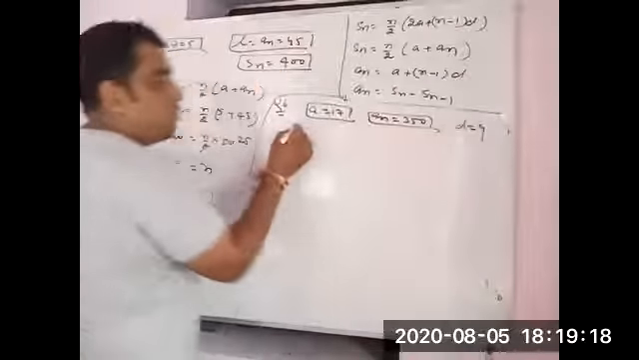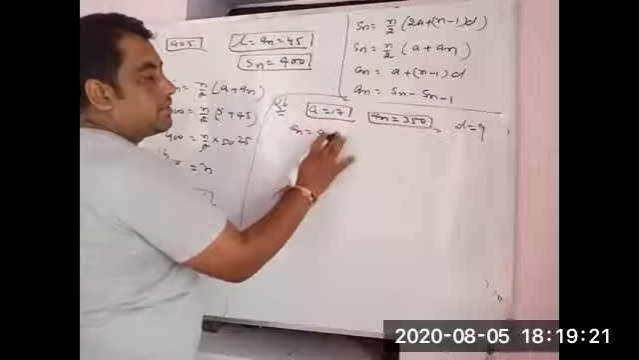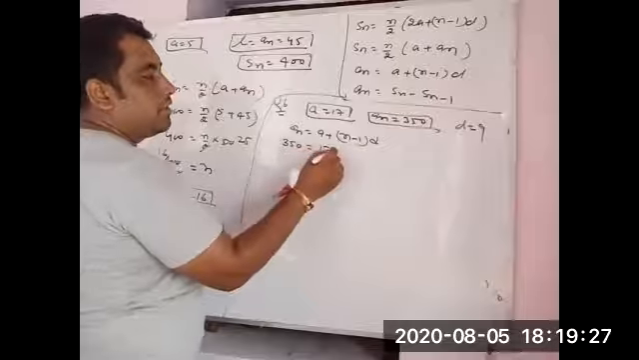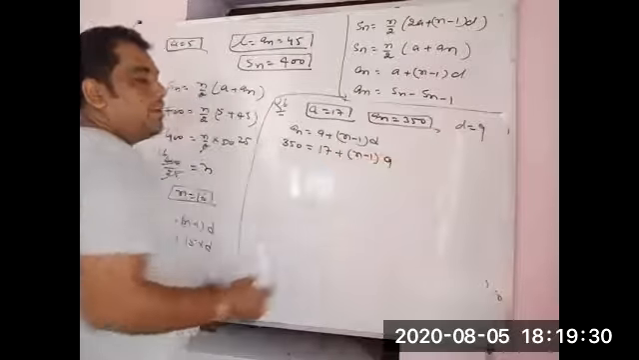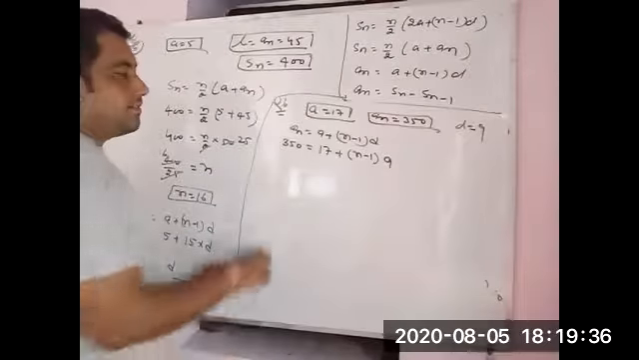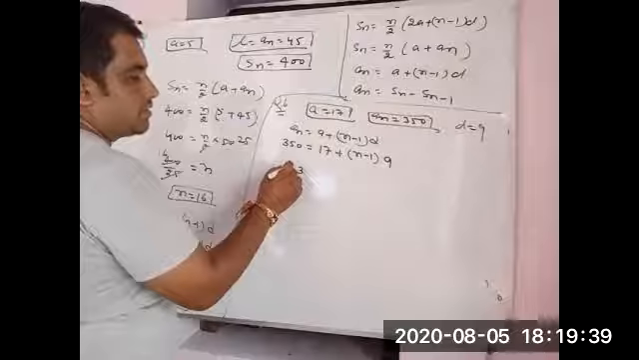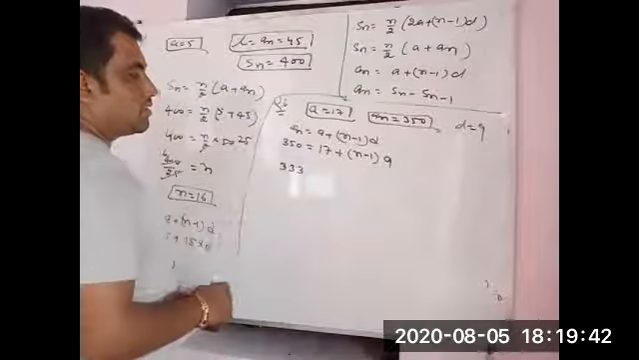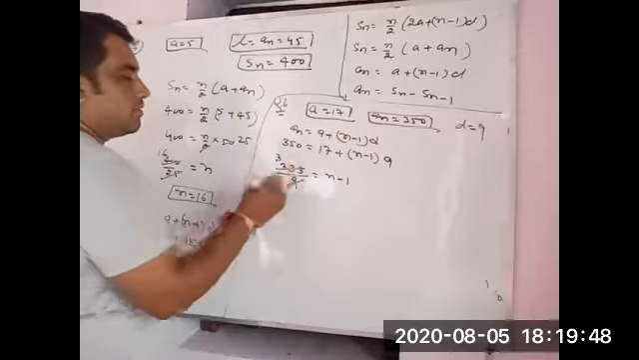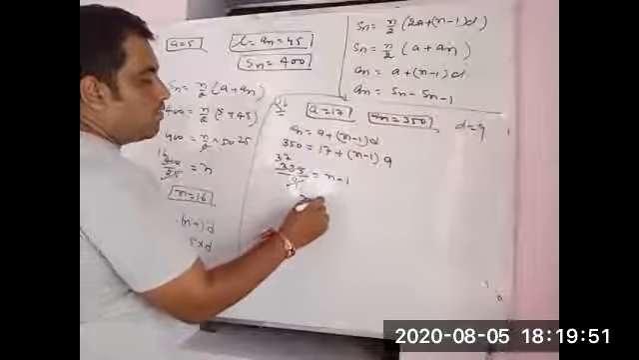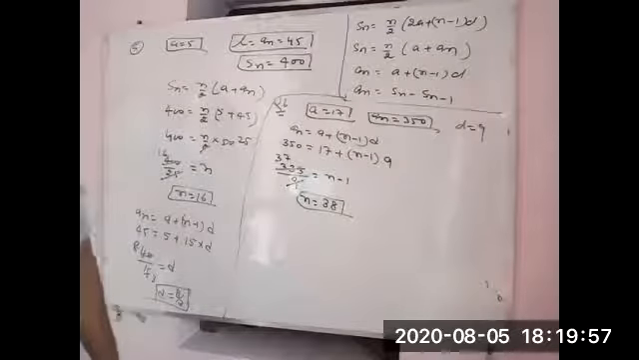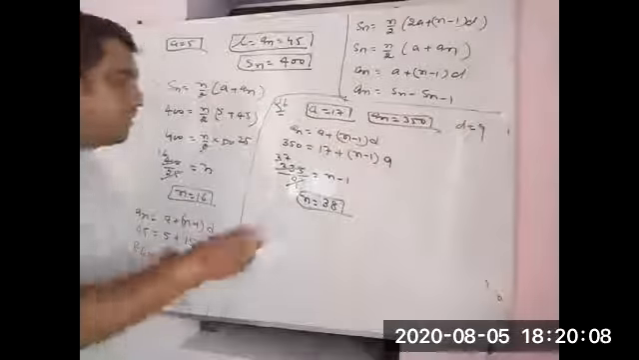d is 9, so we will use the formula for an: a plus n minus 1 d. an 350, 17 plus n minus 1 into 9. कितनी वैल्यू आ जाएगी? 17 को माइनस कीजिए, कितना बचेगा? 333 divided by 9, n minus 1. n value comes 38.